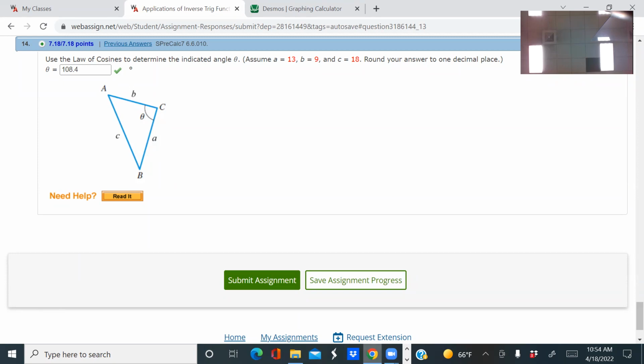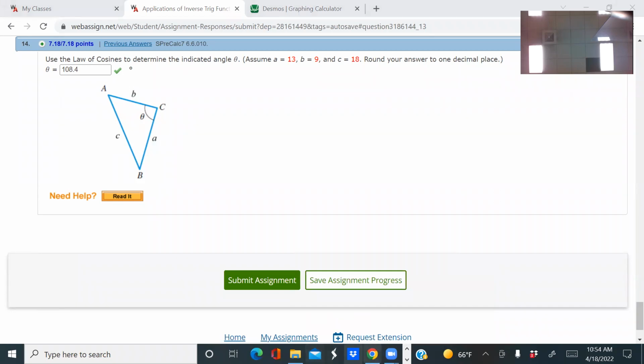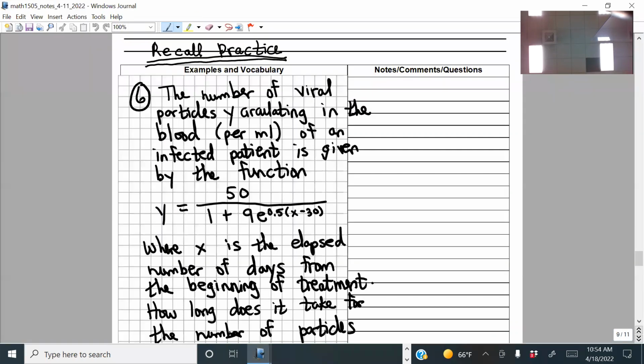Okay, let's go back to the notes because I got another recall practice for you. So let's see if we can do this one before we have to take our break. This is not on solving trig equations with inverses, but this is solving equations with inverses, but a different inverse function. We're going to ultimately want to solve this equation for x, right? And that means we have to get x from out of this exponent. And to do that, we'll also apply an inverse function. But what inverse function do we use in this situation?